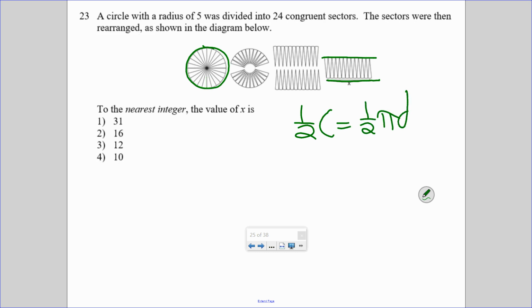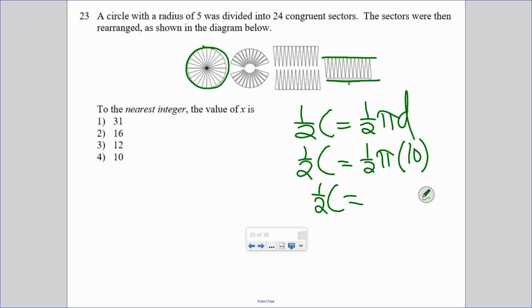So I need to find half the circumference of the circle, half by 8. So what's the circumference of the circle? It says that a radius of 5, which means that the diameter is 10. It wants the answer to the nearest integer, so you're going to type pi in, and I got 15.7. The nearest integer is choice 2.